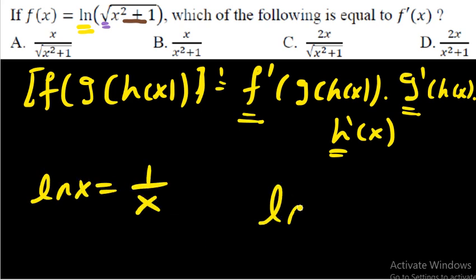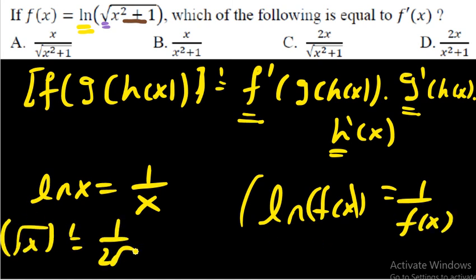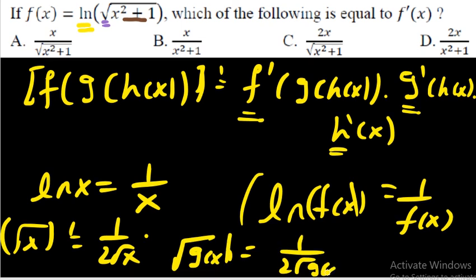So if you have ln of f of x or ln of whatever here, when you derivate it, what will happen? 1 over that function. What about square root derivative? The derivative of the square root of x is 1 over 2 radical x. You know that. So square root of whatever, if you have g of x, how to derivate it? 1 over 2 times square root of g of x. You have to derivate in this manner. So remembering this rule, let us derivate now step by step.